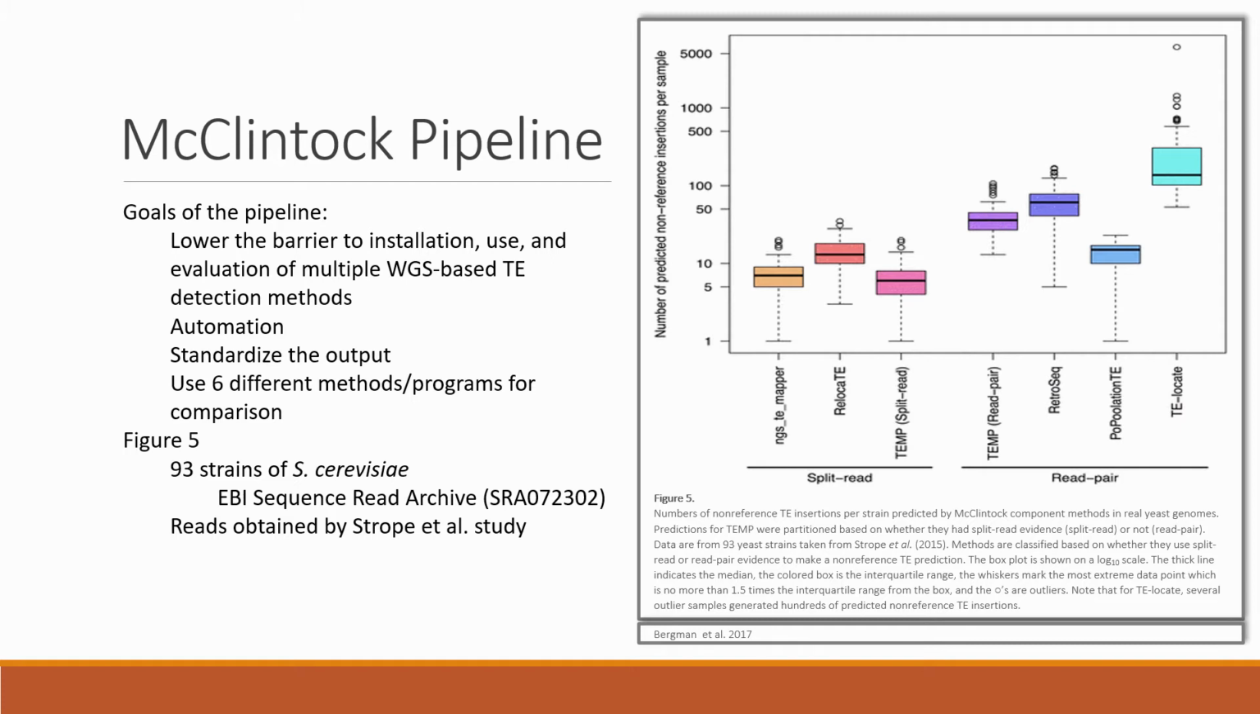The authors of the research paper, who were also the creators of the pipeline, use 93 strains of Saccharomyces cerevisiae originally annotated in a different study by Strope et al. The EBI sequence read archive was given, but maybe more importantly, they included a script that would take care of running the entire pipeline for me, and I'll call that the main script.